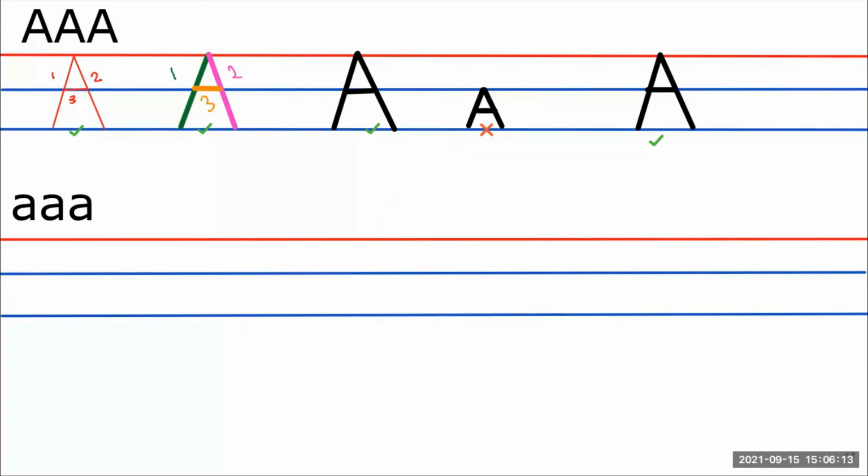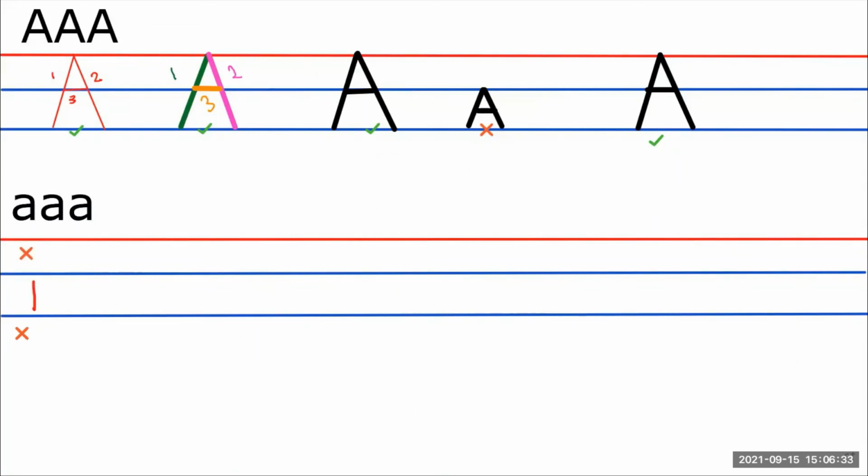Now talking about the small a, small letter A, how do we write the small letter A? You make sure to write between the blue lines. Stay here between the blue lines. If you go outside, if you go up, it's wrong. If you go down, it's wrong. Keep yourself between the blue lines.